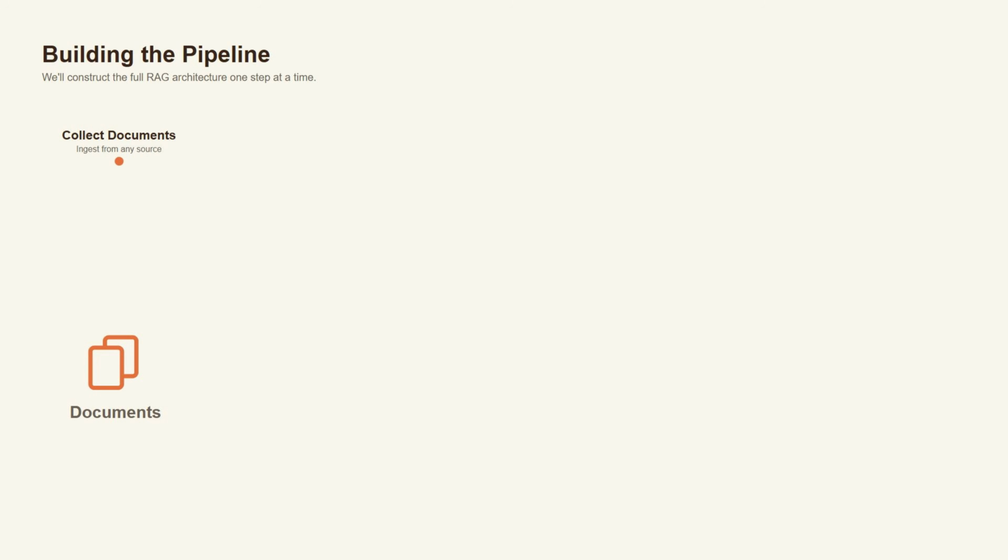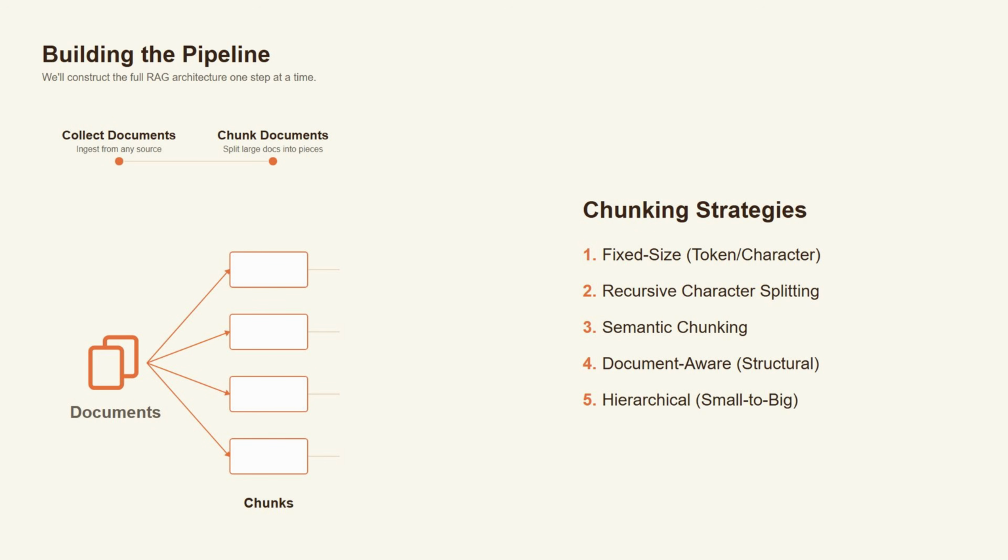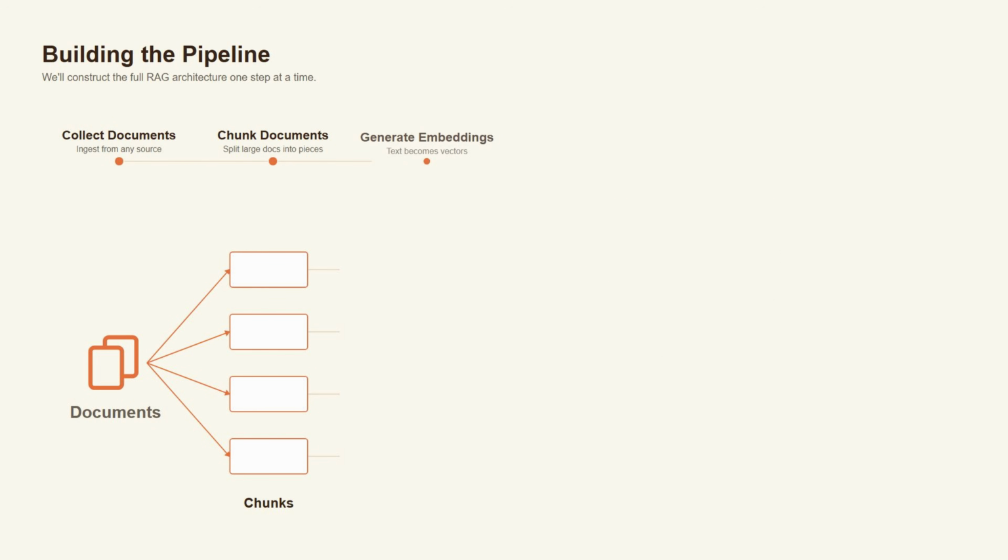First, we collect our documents. Next comes chunking. Large documents are split into smaller pieces called chunks. Why do we split? Because we don't want to retrieve an entire document when only a small section is relevant. It can be achieved through different strategies such as fixed size or semantic chunking.